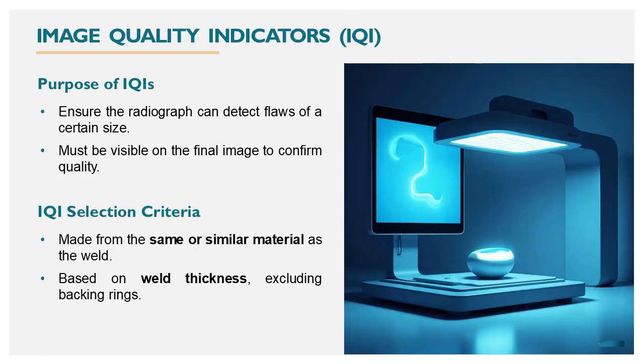Image quality indicators, or IQIs. IQIs, formerly called penetrameters, are tools used to verify the sensitivity of the radiographic technique. The purpose of IQIs is to ensure the radiograph can detect flaws of a certain size, and the IQIs must be visible on the final image to confirm quality. IQI selection criteria include IQIs made from the same or similar material as the weld, and selection based on weld thickness, excluding backing rings.